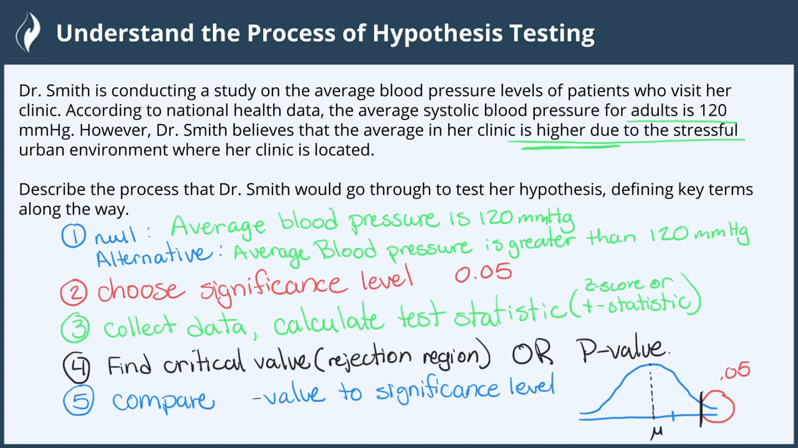However, if she has a test statistic that ends up being quite a bit higher than the average up here, it would fall within the rejection region, meaning it's very unlikely that Dr. Smith could pick a random sample at her clinic and have it be so high above the average. So it would be statistically significant that it would be abnormal or higher due to the stress of the urban environment.